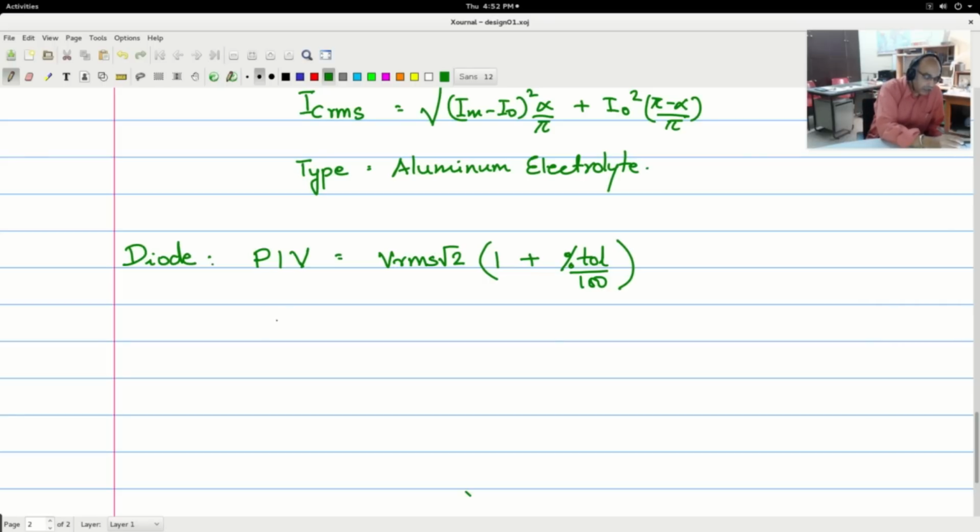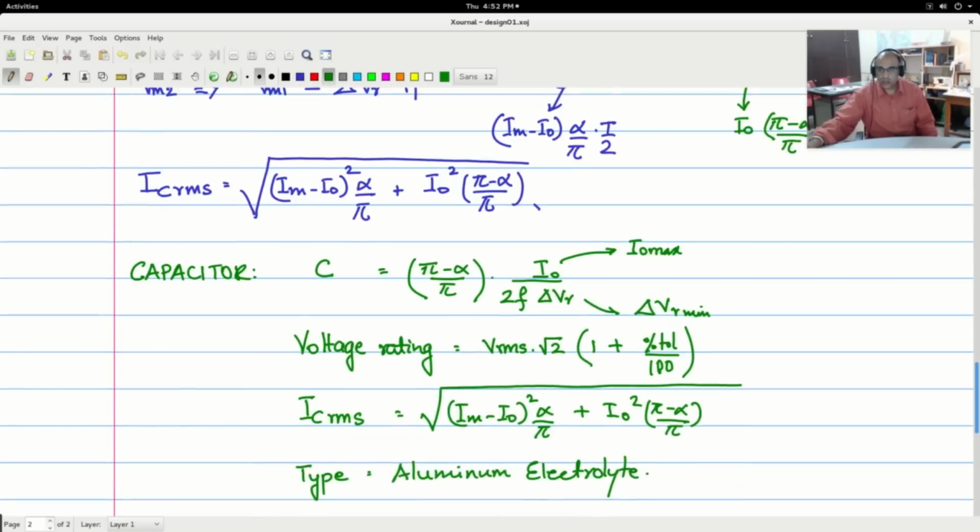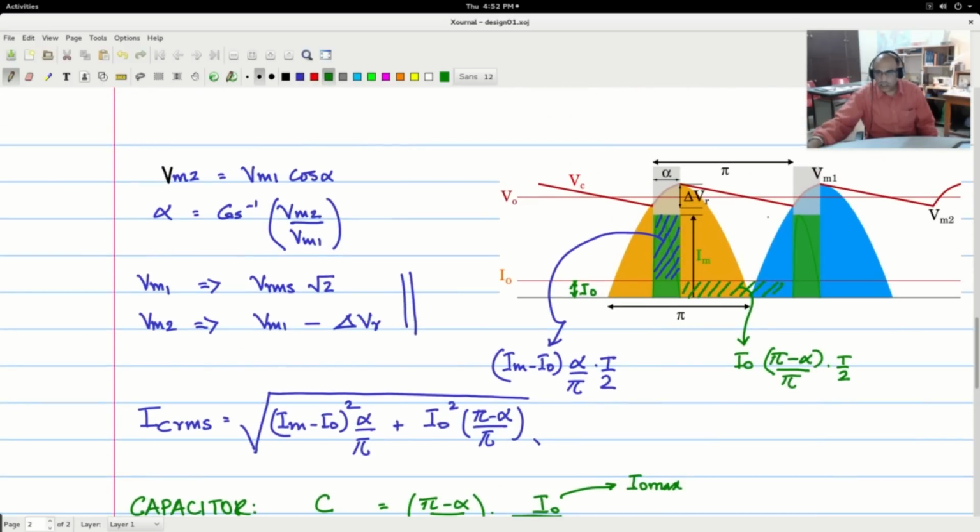There are two other values that you need to calculate for the diode. One is the ID average and the other is the ID maximum. So ID maximum is the same as the peak current that is flowing through the rectifier. So the ID maximum will be the same as this. This is ID maximum, Im.